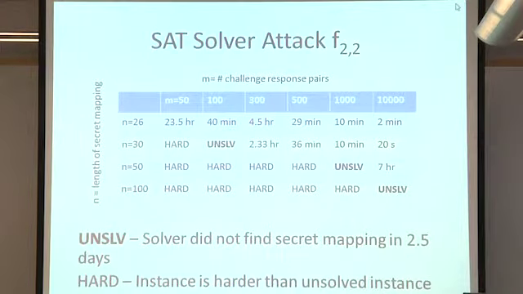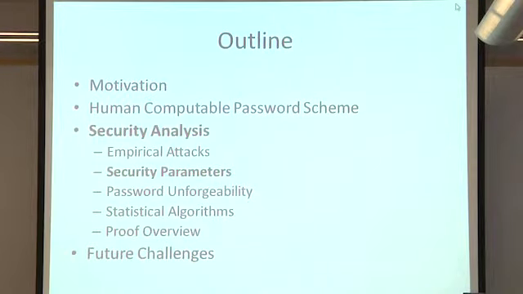When n is equal to 30 and we give it 10,000 challenge response pairs, it's able to find the secret mapping in 20 seconds. So there's a scale between the number of examples that the adversary gets to see and the amount of effort that he needs to spend cracking your password. When n is equal to 100, then even with 10,000 challenge response pairs, the SAT solver was unable to recover the secret mapping in 2.5 days of runtime. OK. So that's the empirical story. Let me tell you a little bit more about the theoretical story.